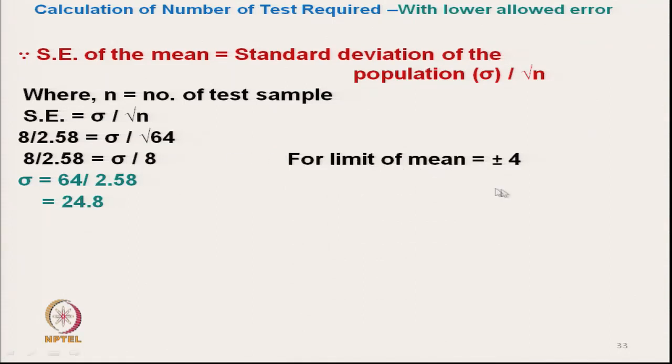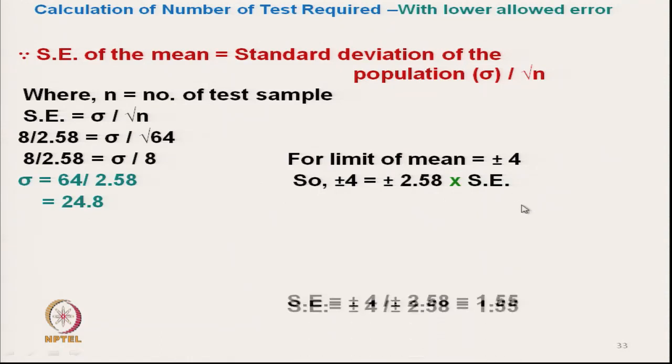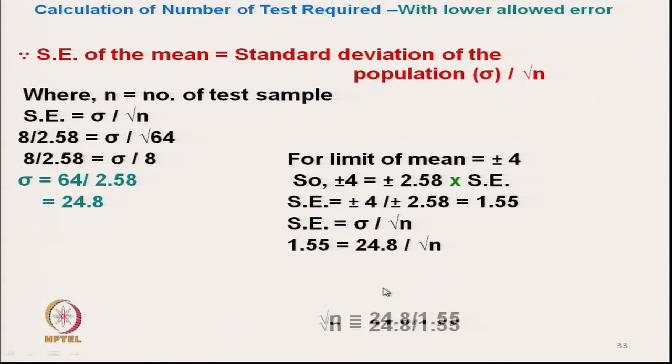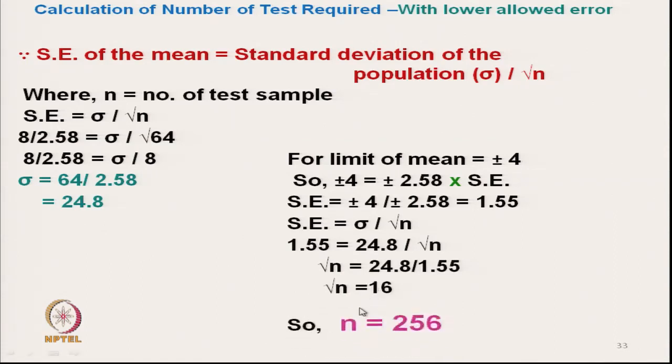For the limit of plus minus 4, again it is a large sample, so 2.58. From there we have calculated the standard error. So, 1.5 is the standard error. Now we know the standard error for this plus minus 4 error, and we know the population standard deviation. So, from there we can calculate the n value.